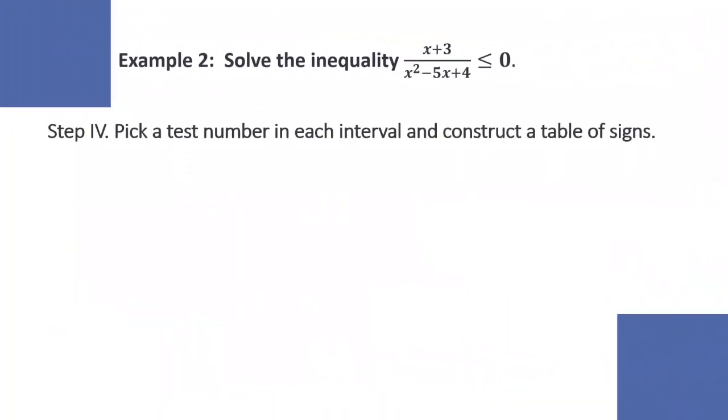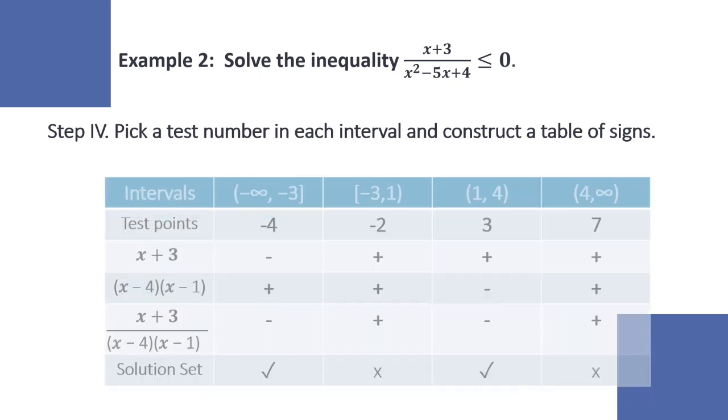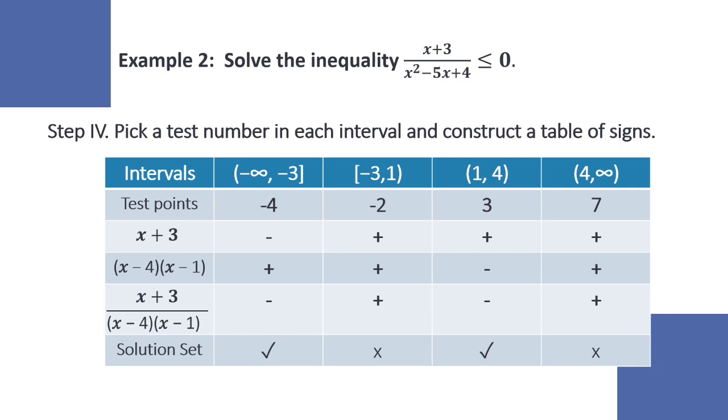In step 4, pick a test number in each interval and construct a table of signs. So we have here now the table. We have intervals, test points, the numerator x plus 3, the denominator, the quantity x minus 4 squared times the quantity x minus 1. Then we have the expression x plus 3 all over the quantity x minus 4 times the quantity x minus 1. Then the solution set. So we have here the 4 intervals.